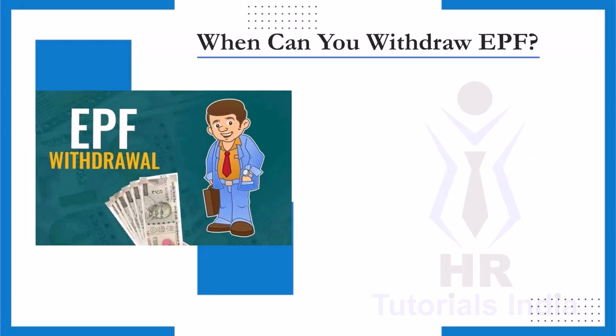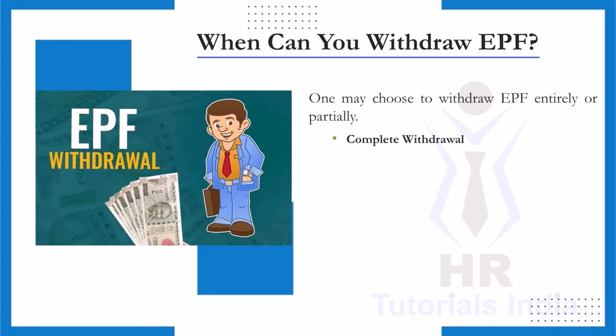When can you withdraw PF? One may choose to withdraw EPF entirely or partially. Complete withdrawal can be done at the time of retirement. Partial withdrawal can be done depending upon the requirements, and the employee should meet the conditions to withdraw the partial EPF. Now let us see how to withdraw: complete withdrawal and partial withdrawal.